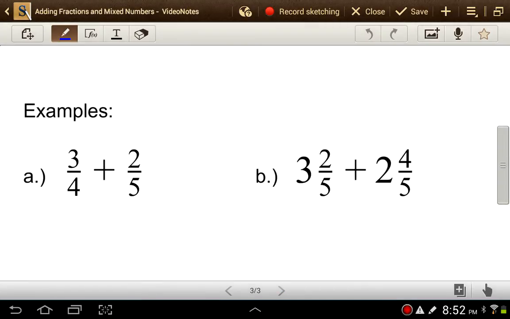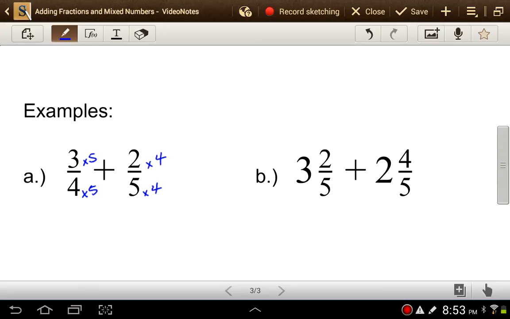Okay, example A, I do not have denominators that are the same. So I have to find a common denominator between 4 and 5, and that is 20. So what I'm going to do is multiply this fraction by 5, which happens to be the other denominator, and I'm going to multiply this fraction by 4. Notice I multiply both the numerator and the denominator. You have to multiply both parts.